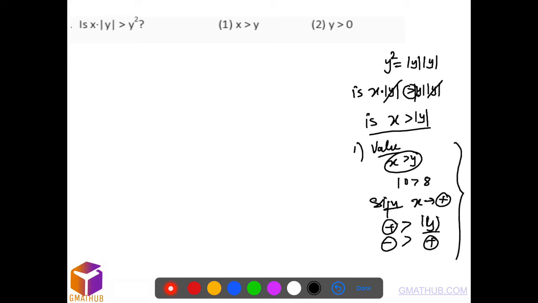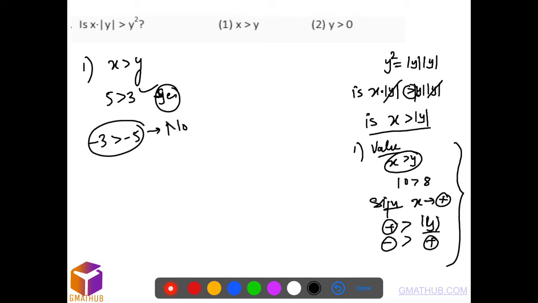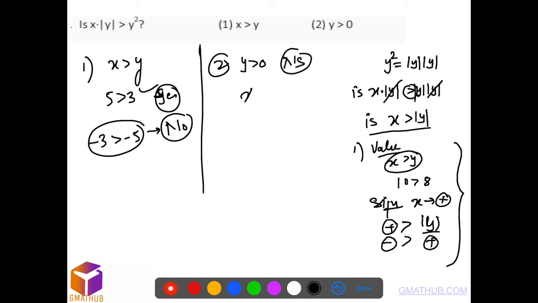So again we are checking two things. First statement, x is greater than y. Now if it is like 5 is greater than 3, this would be yes answer. And if it is minus 3 greater than minus 5, that would be no. Okay, x is negative, so x cannot be bigger than mod of something. Second, y is greater than 0, not sufficient, it doesn't tell me anything about x.